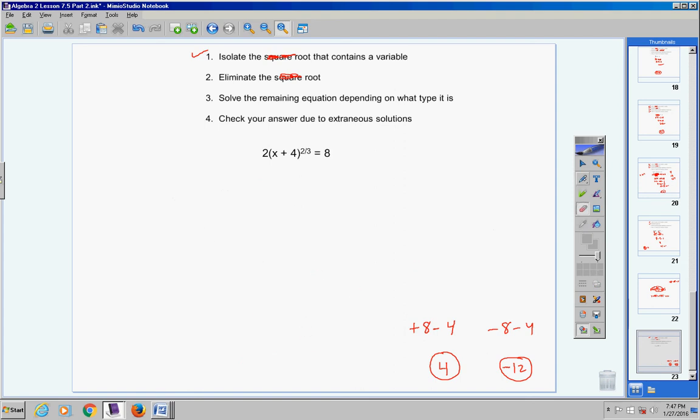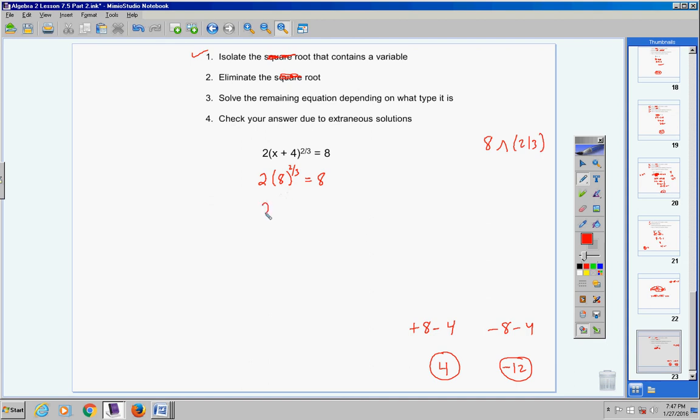So let's check these answers in the original problem here, okay? So I'm going to put a 4 right here. 2, and then 4 plus 4 is 8. So 8 to the 2/3 power equals 8. So with your calculator, you can type in 8 to the 2/3 power. Okay, nothing wrong with doing that. That'll save us a little bit of time. Make sure you put the 2/3 in parentheses. 8, arrow, parentheses, 2/3. 8 to the 2/3 power, and you'll get 4.